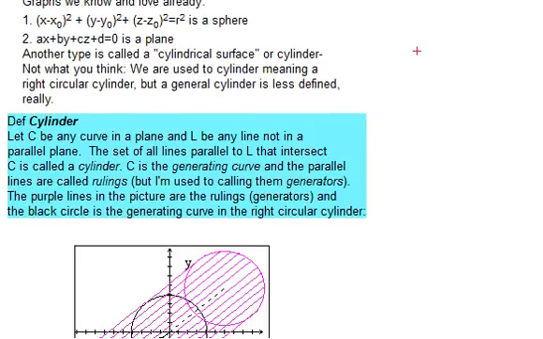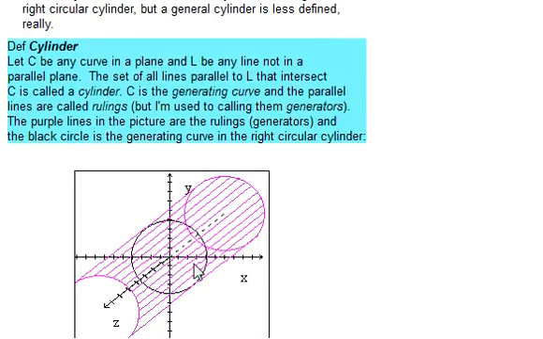Now let me see if I can show that to you. For example, this one's a right circular cylinder, but here's our curve C, and look at all these lines L that intersect it and are parallel to each other. Aha, now maybe you get the idea. This is called a cylinder, and I'll grant you this one's a right circular cylinder, but there's no reason why this has to be a circle. This could have been a triangle, and then this would still be called a cylinder or a cylindrical surface.